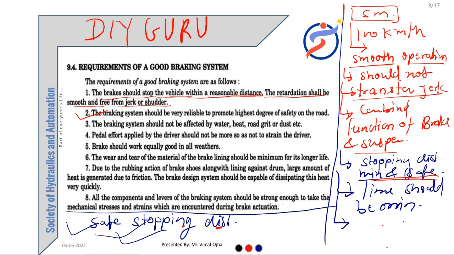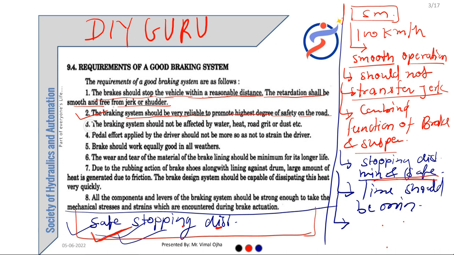The next point is that the braking system should be very reliable to promote the highest degree of safety on the road. That's why I explained that the stopping distance should be minimum but safe. If any braking system gives very little stopping distance but the balancing of the vehicle during braking is not safe, then this is not acceptable.